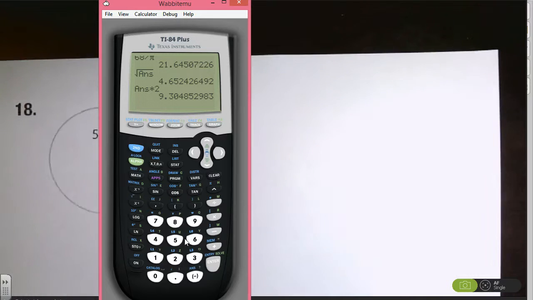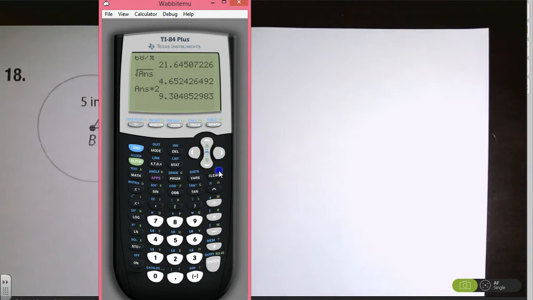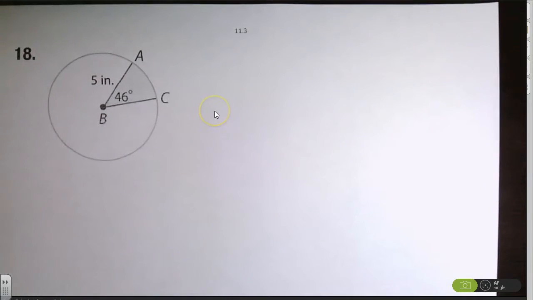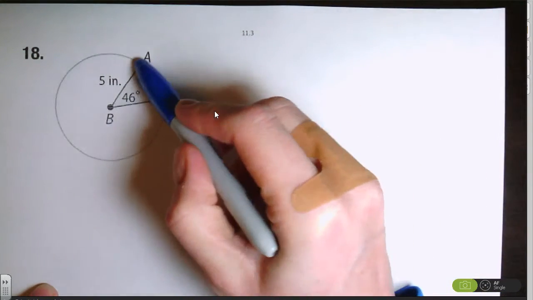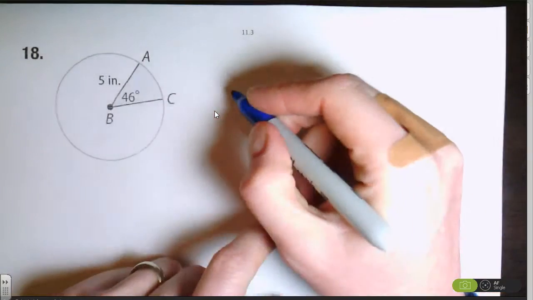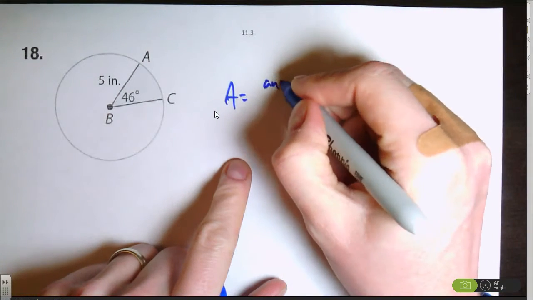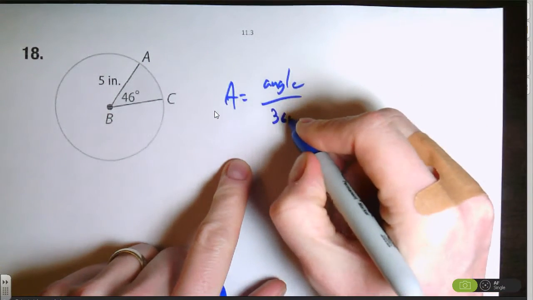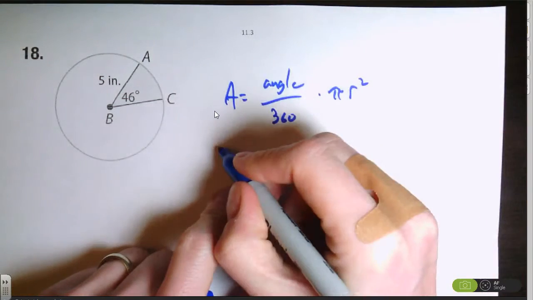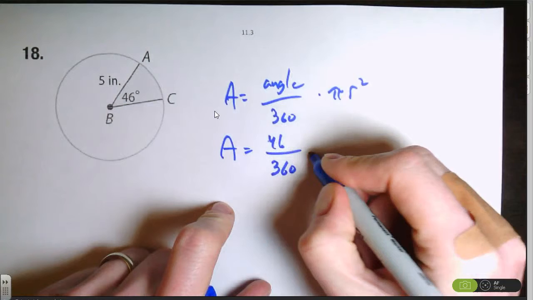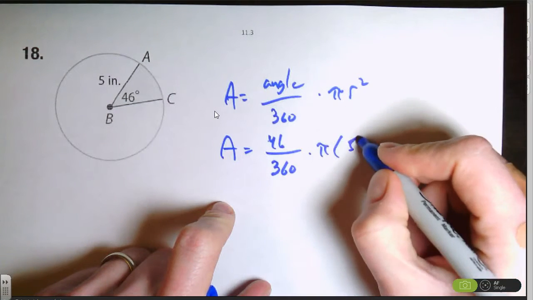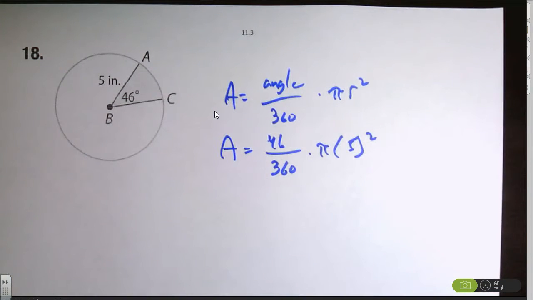Next example. Whoa, this is in my way. Clear and move. Find the area of the sector shaded. I know it doesn't come out the greatest, but the shaded region is right here. So area of a sector, angle over 360 times pi r squared. Our angle is 46 degrees. Pi times 5 squared.